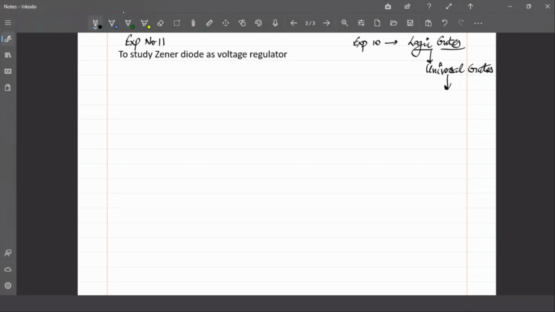So today I'll be doing experiment number 11. So this is an analog based experiment. Analog, when I say, that means a Zener diode, right? It's used as a voltage regulator. So this is the aim of this experiment number 11. Now to understand its working as a voltage regulator, we should know what is a Zener diode, right? Some basics about the Zener diode.